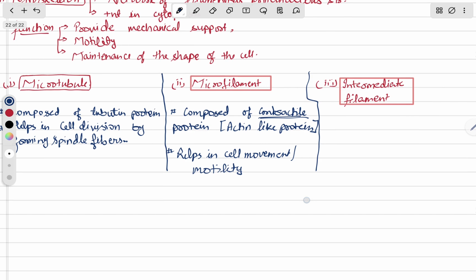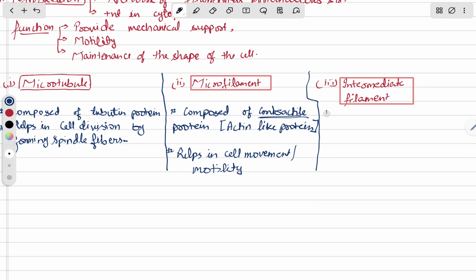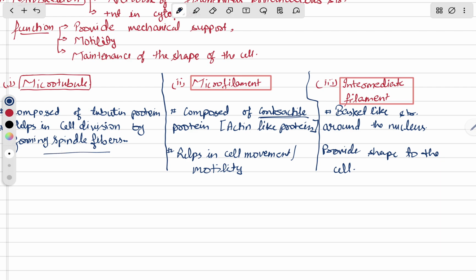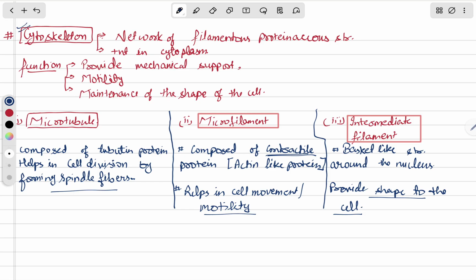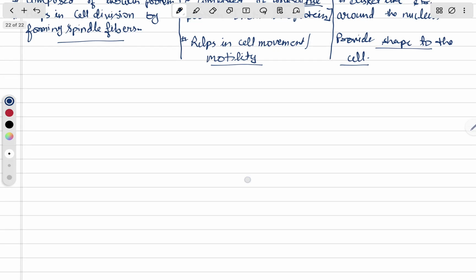Next component is intermediate filament. Intermediate filaments form a basket-like structure around the nucleus. Basically, intermediate filaments provide shape to the cell. So it helps in cell division, right? It helps in motility, and it provides shape to the cell. So these are the cytoskeletal elements which are present in the cell.